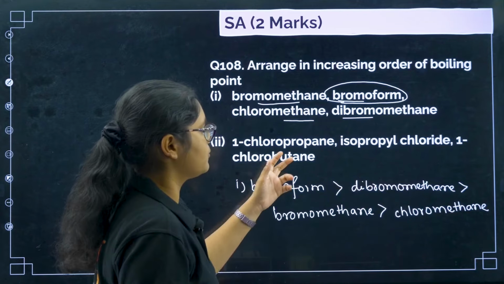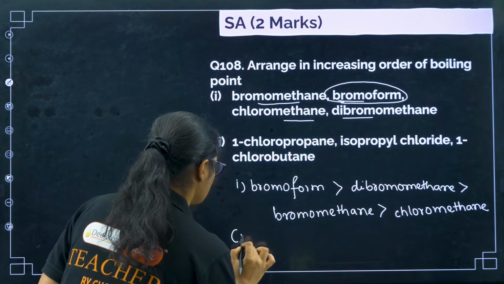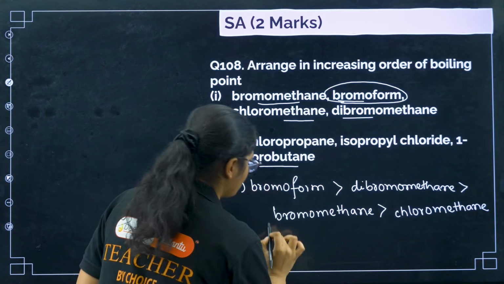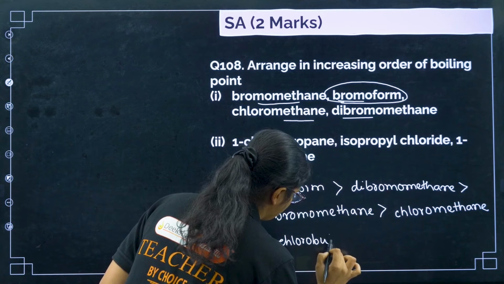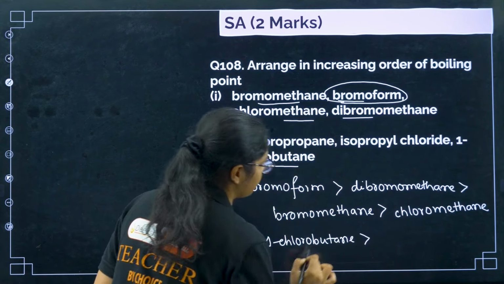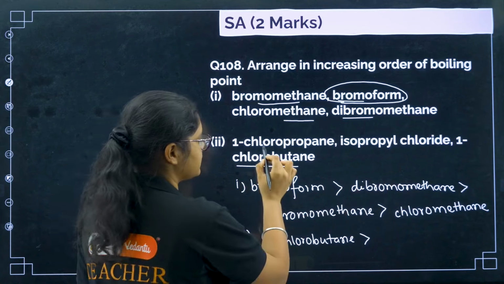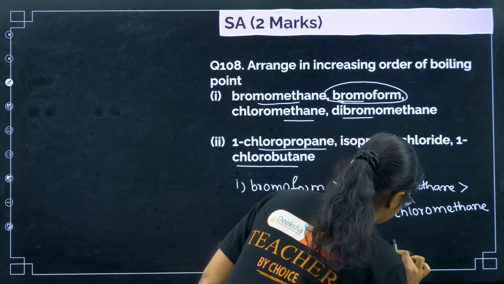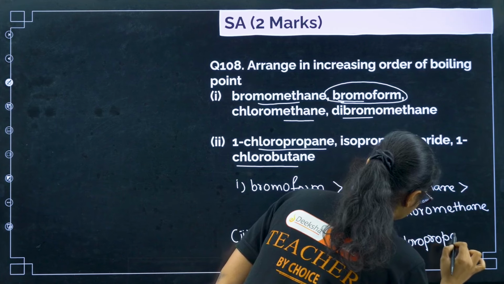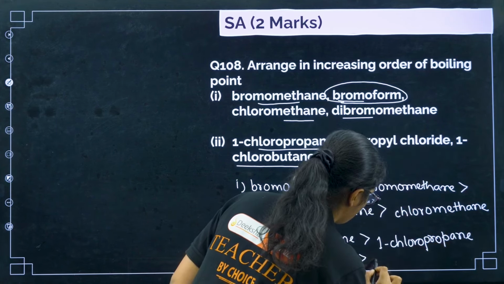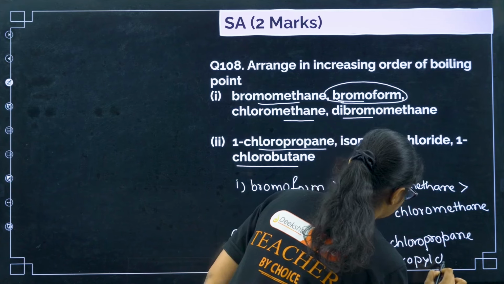Now 1-chloropropane, isopropyl chloride and 1-chlorobutane. So here what will happen? Here you can see 1-chlorobutane will have more mass, so that is having more boiling point. Isopropyl chloride and 1-chloropropane. So this is a straight chain, so if branching is there, the boiling point will decrease, right? So we have 1-chloropropane and isopropyl chloride.